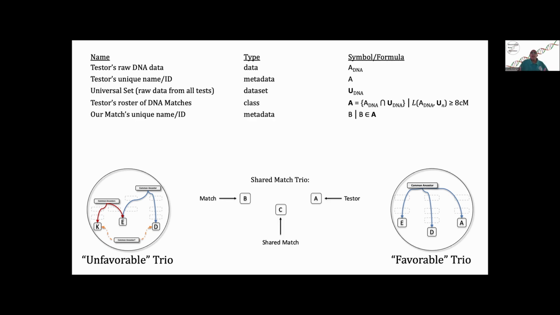So we have our list of DNA matches, and if we want to review any one of those matches in detail, we can designate that individual DNA match with the letter B, such that B is an element of tester A's DNA matches, and that's what we've written in the symbol column on the right there. Now, with the unique ID selected for our match, we can generate a roster of DNA matches for our match B in a way similar to how we got A's DNA matches. We have B's DNA data intersected with the universal set such that whatever matches we find are greater than or equal to 8 centimorgans. And you can see that formula there in the right-hand column, which again is consistent with how we defined subject A's DNA matches.